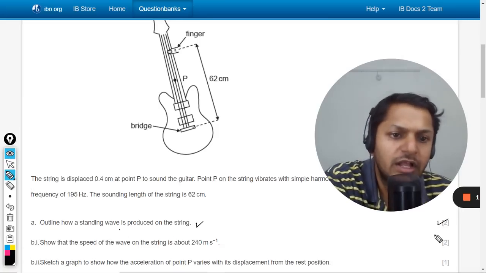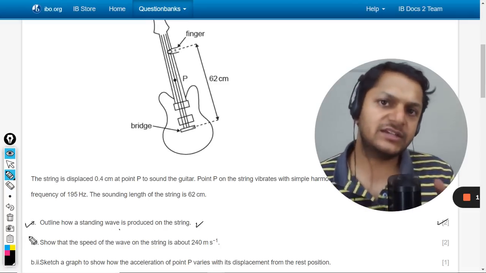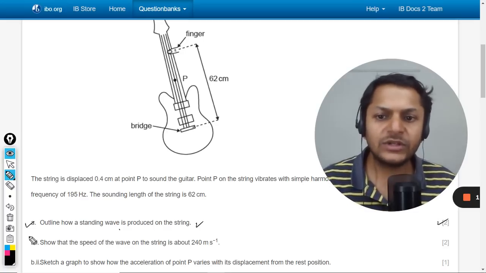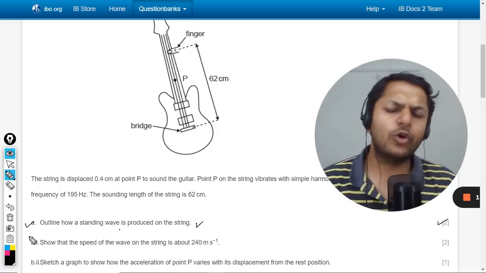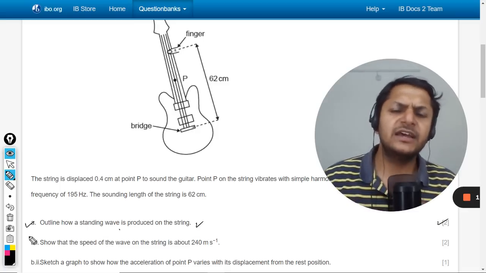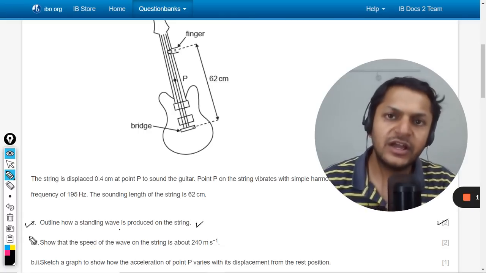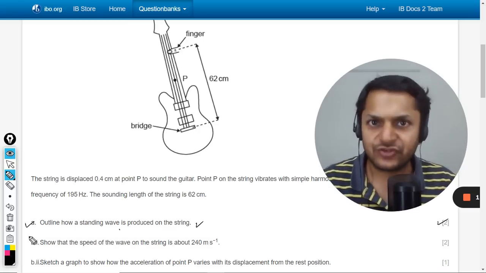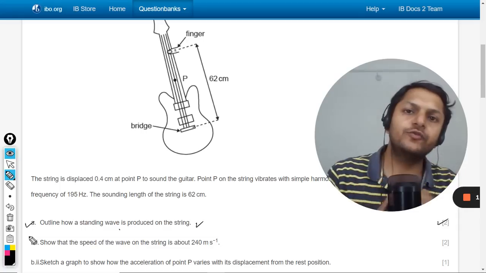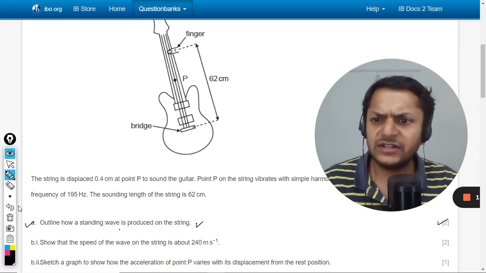So first of all, this question is for two points, point number A. This question is completely theoretical: outline how a standing wave is produced. We would be reading what is given in the mark scheme, but overall what we have to write is that standing waves are formed when two waves are superposing each other. The two waves have the same frequency and the same wavelength, but they are traveling in the opposite direction. When those two waves superpose each other, they give rise to a standing wave. That's it, nothing more than that.